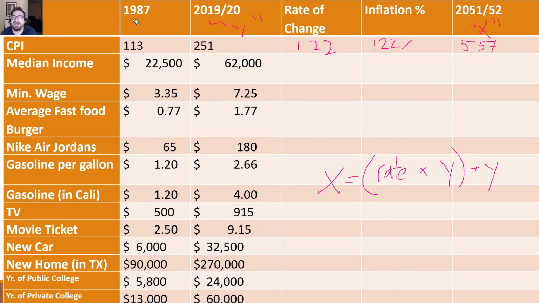Again, this is with 1984 as the base year. Now, the 2051-52 number means that from 1984 to 2051, okay, we're talking a period of almost 80 years. It's a long, long time. Almost 80 years. Okay?